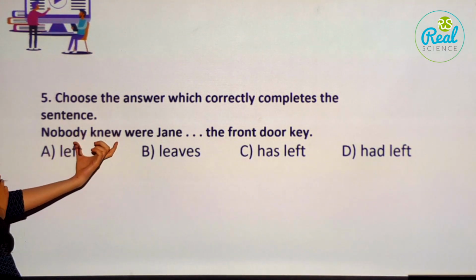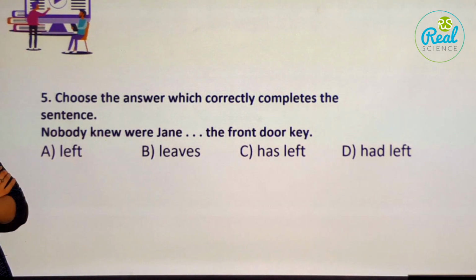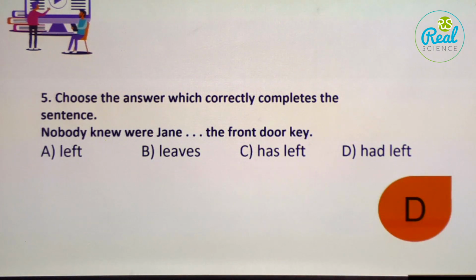Here you have the key part: nobody knew. D. He had left. It's D. D1. It is D. It is for the students who are trying for, I think, Interhouse. It's written incorrect.